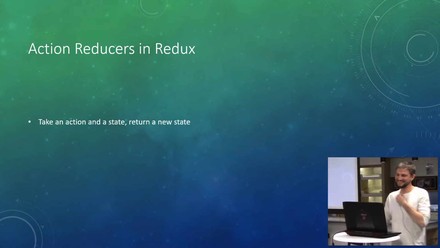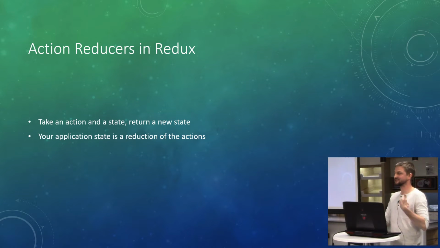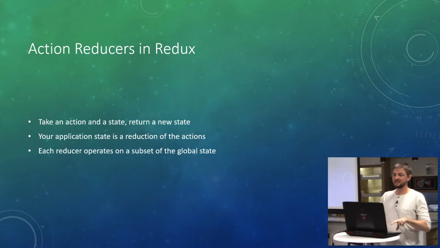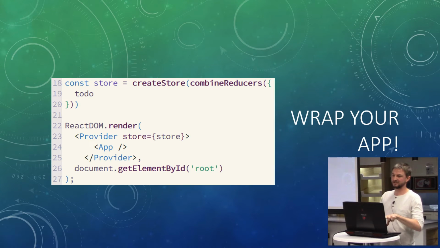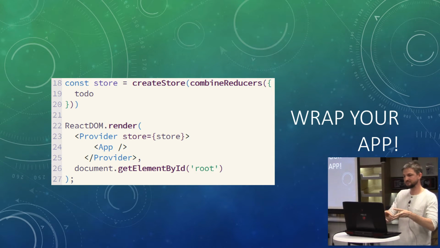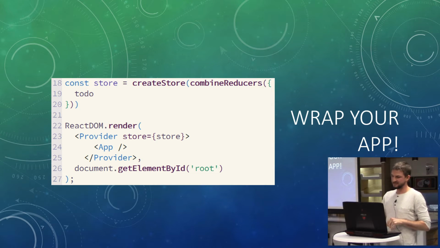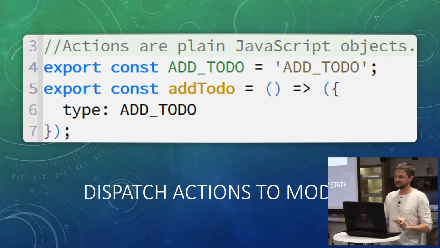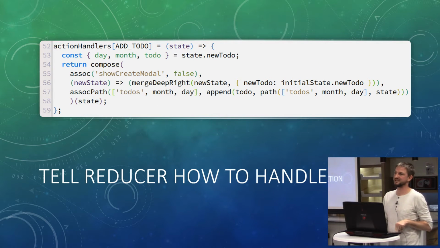Cool, so we've covered this. Take an action to turn on your state. Your application state is always a reduction of what comes from all your reducers. Each reducer only works on a subset of the global state. Just to recap, wrap the app, then dispatch actions through action creators, don't forget that, and tell your reducer how to handle your actions. So this is the to-do reducer, and I've used Ramda.